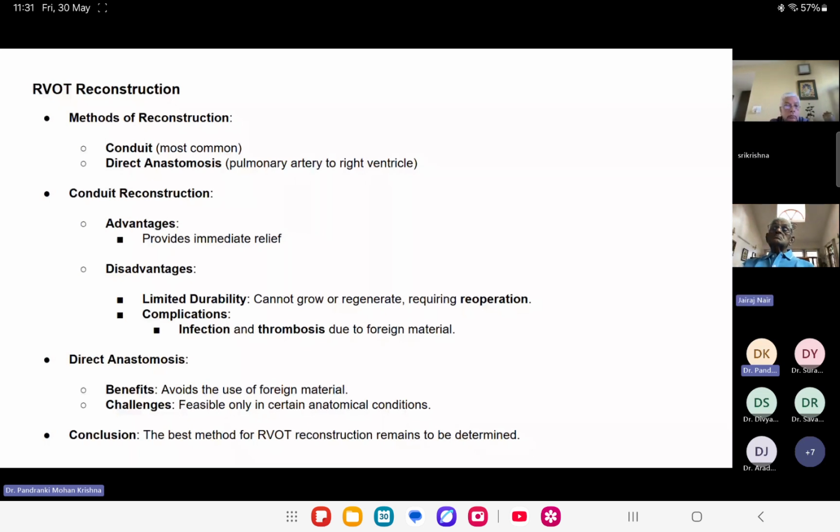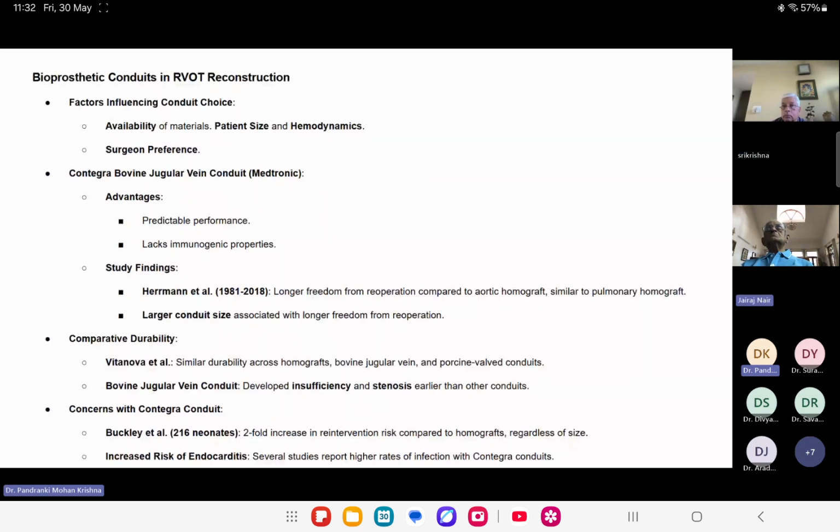Bioprosthetic conduits in RVOT in the first place were in around 1990, that is availability of materials, patient cells, hemodynamics, and surgeon preference, all this taken into account. So usually people have seen prosthetic materials with bovine pericardial valves and then Contegra valves also. This is jugular venous, bovine jugular venous conduits. These have predictable performances but lack immunogenic properties. And some findings have showed a longer freedom from reoperation also.